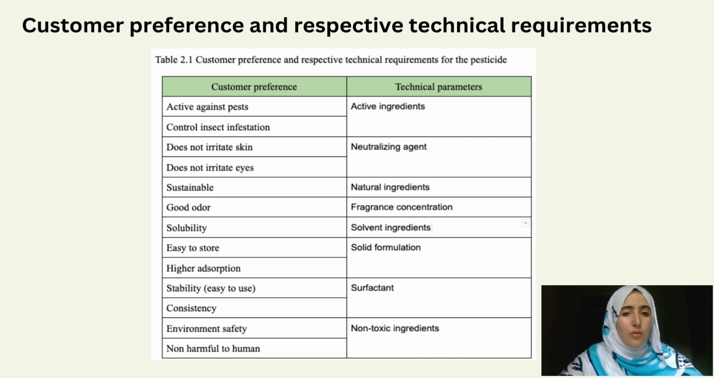Let's start. As an example, we need the product to be active against pests and control insect infestation. So we're talking about active ingredients. We need the product to smell good. So we have a fragrance concentration. It needs to be soluble in the water. So we need to find a solvent ingredient. It has to be easy to store and have higher absorption. So we need it to be in a solid formulation. It needs to be consistent and stable. So we're talking about the surfactant. And especially, the product needs to be environmentally safe and cause no harm to humans, which means we need to have non-toxic ingredients.